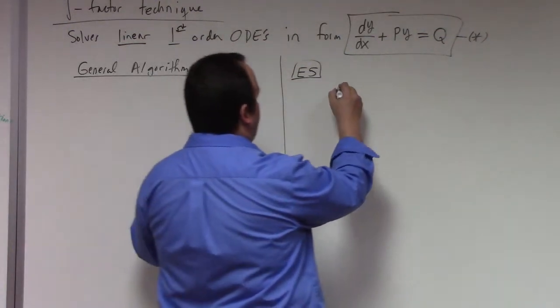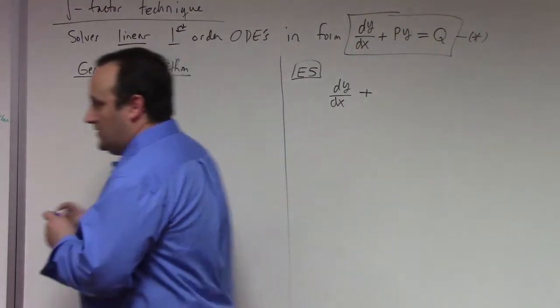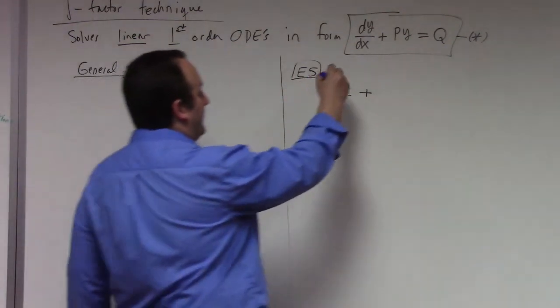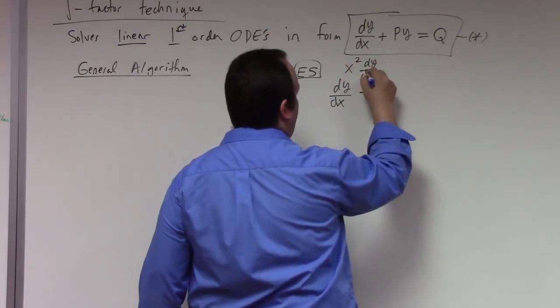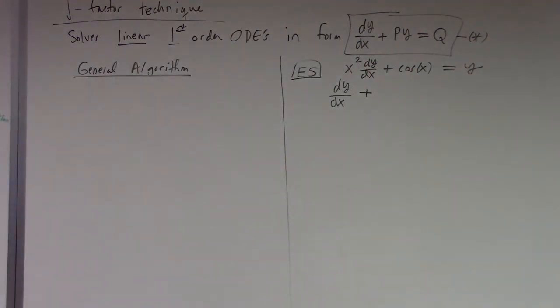Let's see here. So here's a good example. dy/dx plus, I don't know. Tell you what, my examples are too boring. Let me look in the book. There we go. So, oh no, that one's no good. That was not the, come on. I'll do number 1. x squared dy/dx plus cosine x equals y. Is that right? Oh, no. No.